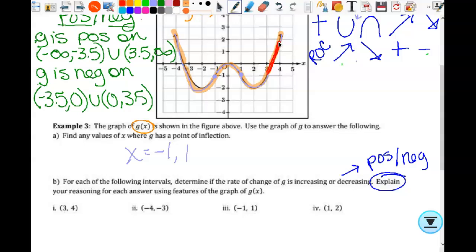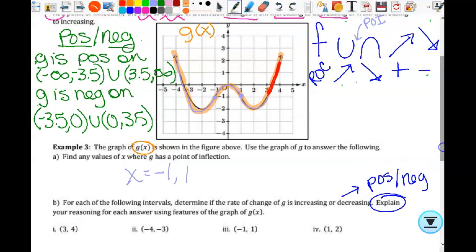So is the function increasing or decreasing here? Increasing. So if the function is increasing, what's true about the rate of change? It's positive. If the function's increasing, the rate of change is positive, right? And for this section right here, is the function concave up or concave down? Concave up, which means the rate of change is increasing, okay?